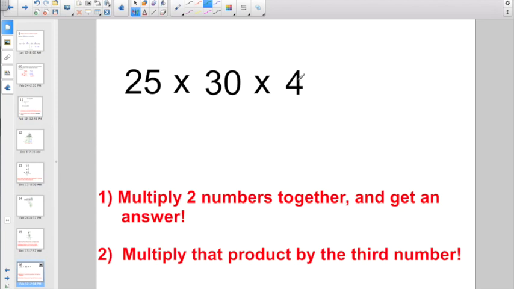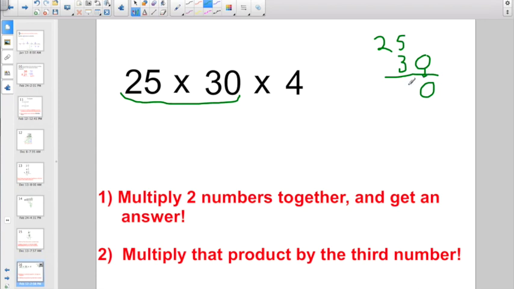Remember these guys. 25 times 30 times 4. You cannot multiply by 3 numbers at once. You have to multiply 2 numbers together and get an answer. So let's do that to start off with. 25 times 30. And I'm just going to dangle the 0 on this one, right? Bring my 0 straight down into the answer.